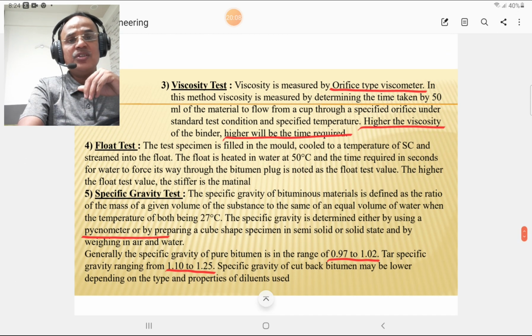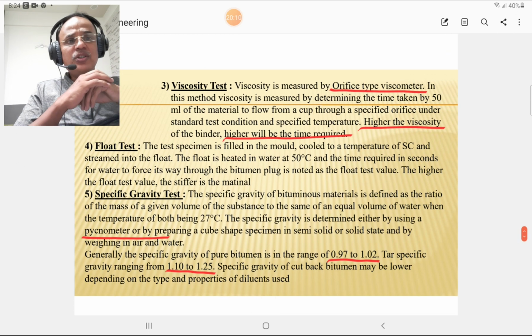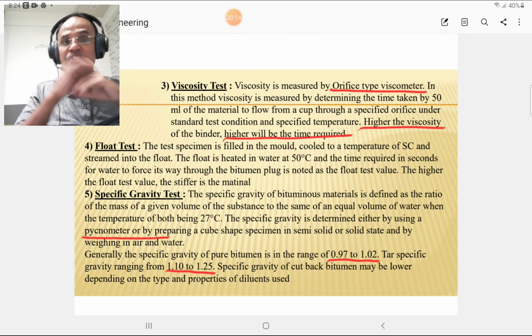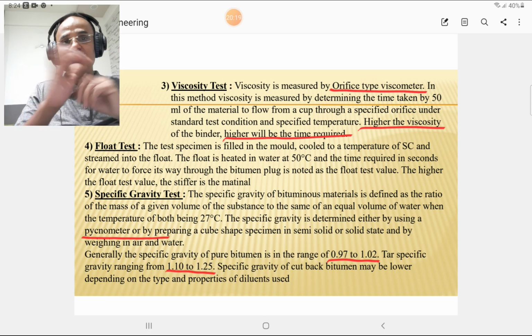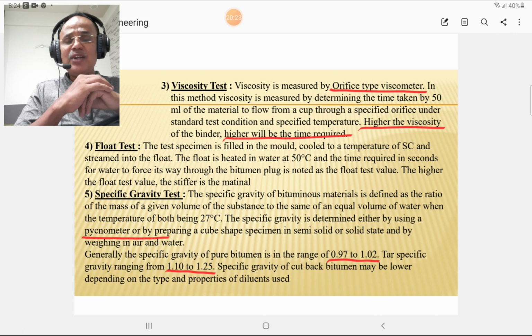The next test is the float test. The higher the float test value, the stiffer will be the material. If the float value is higher, the material will be stiffer. That is important. Specific gravity is measured with the help of a pycnometer.